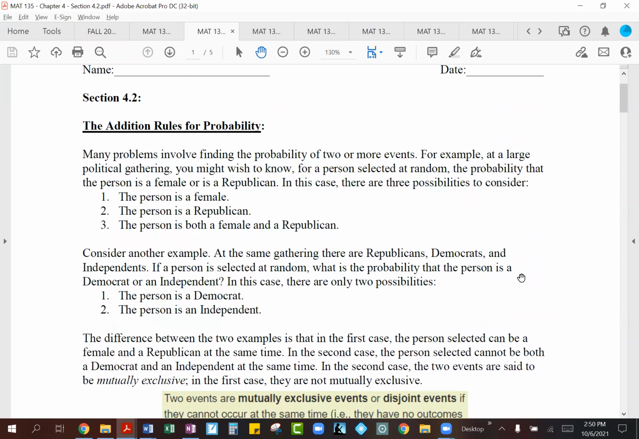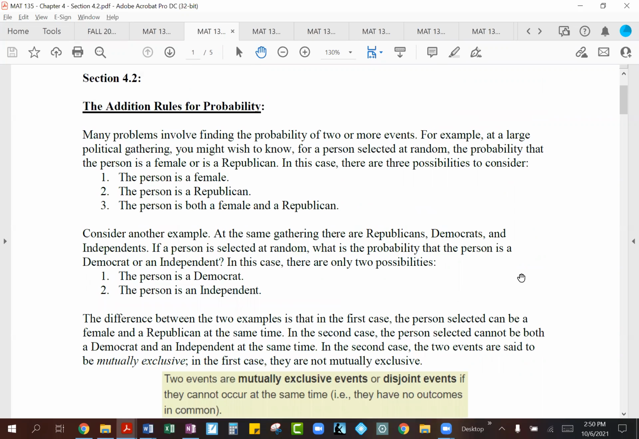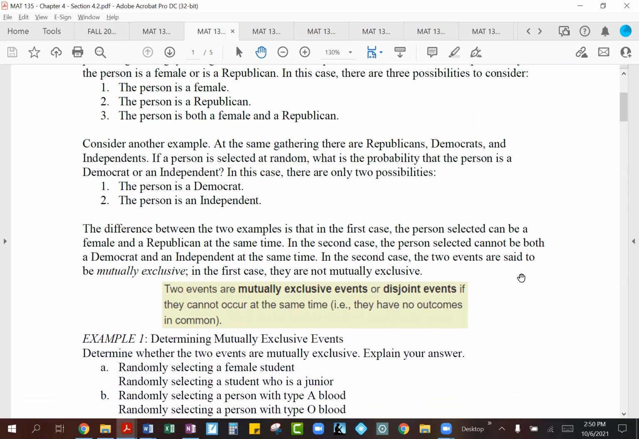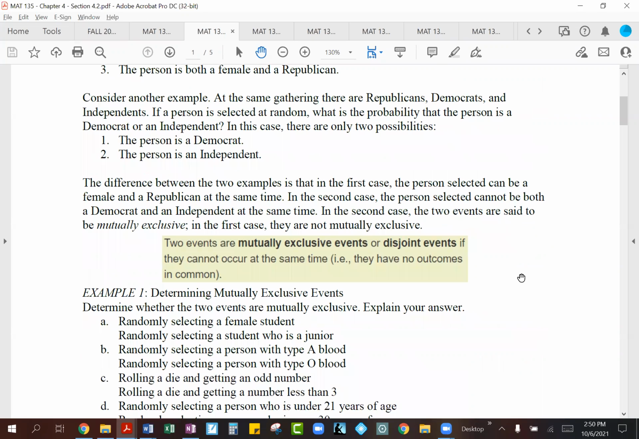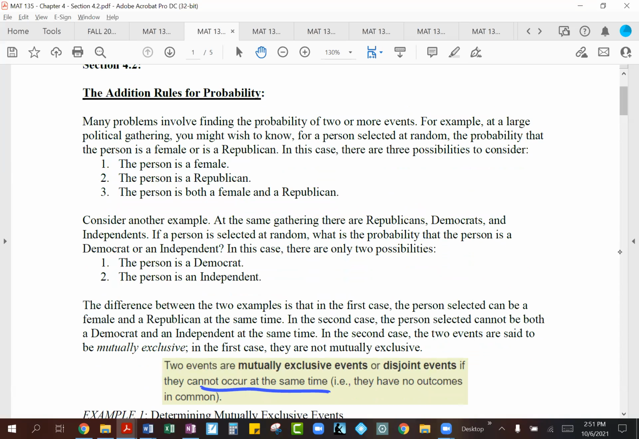So let's take a look at what addition rules and multiplication rules look like with probability. One of the things we need to understand when working with probability is how events compare to each other. When we talk about two events that are mutually exclusive or disjoint, we're basically saying they cannot occur at the same time. Over here, they talk about an example.